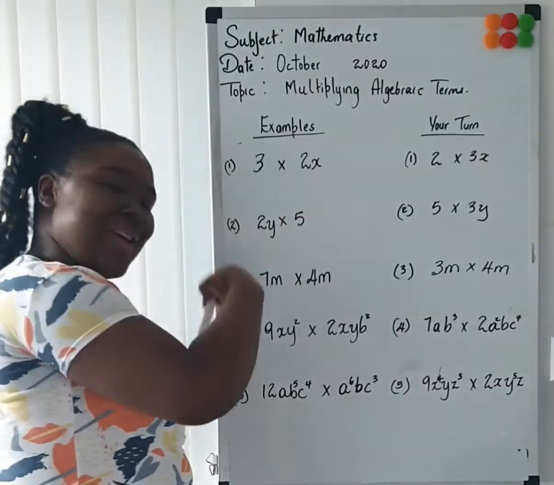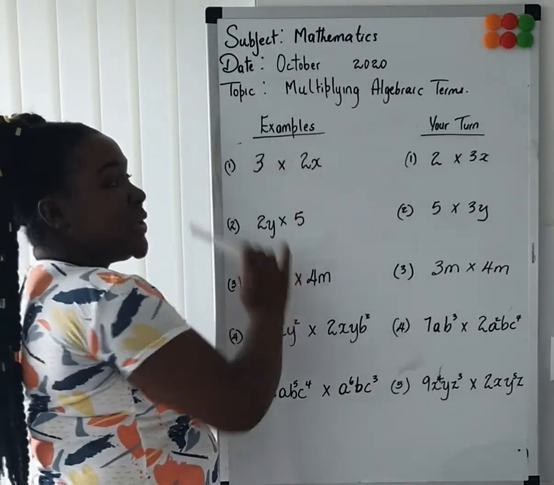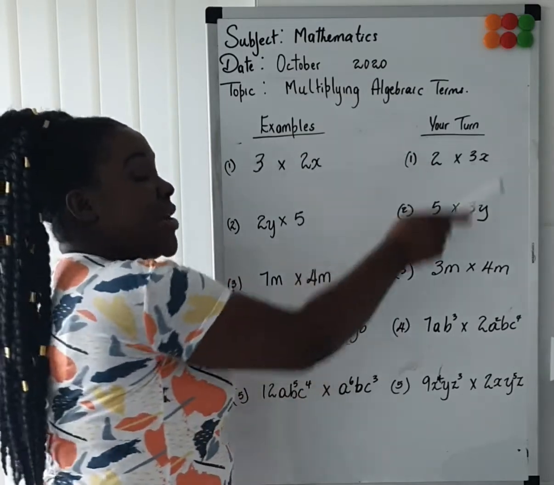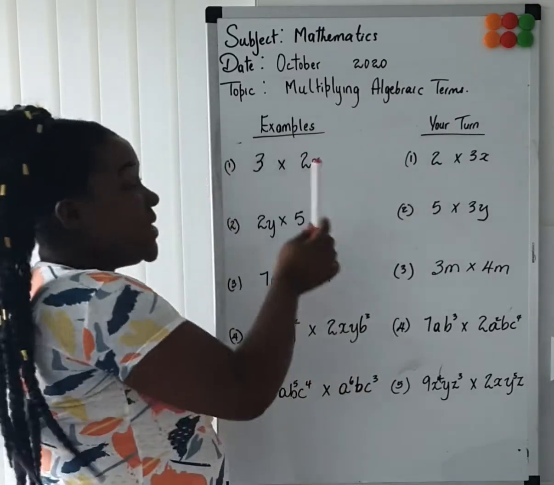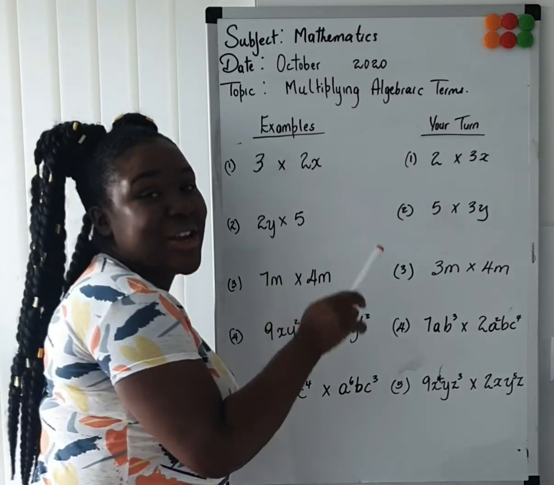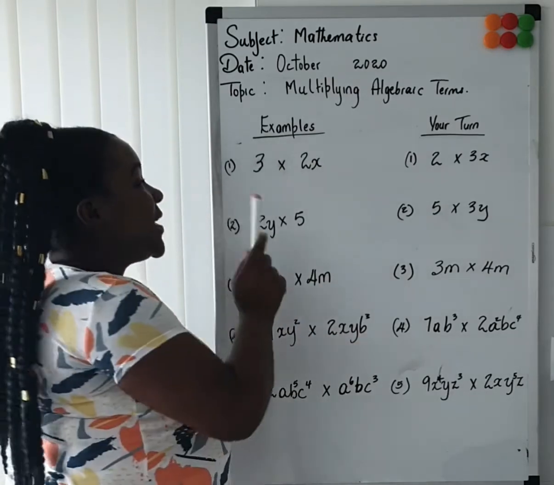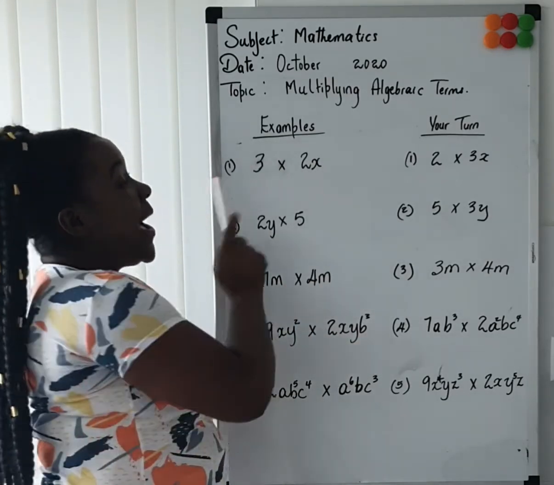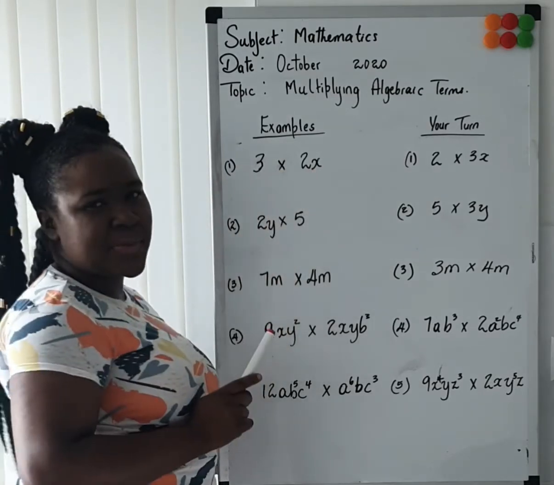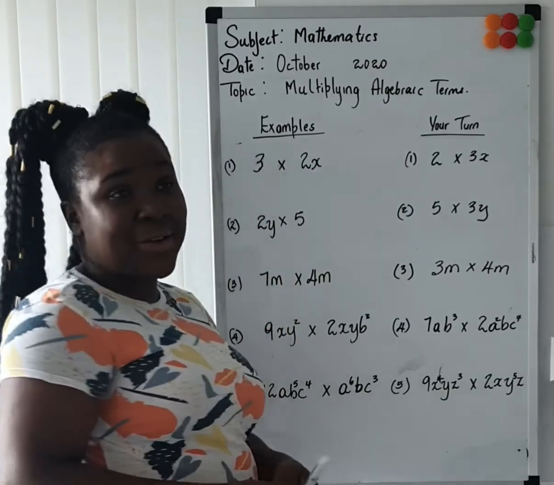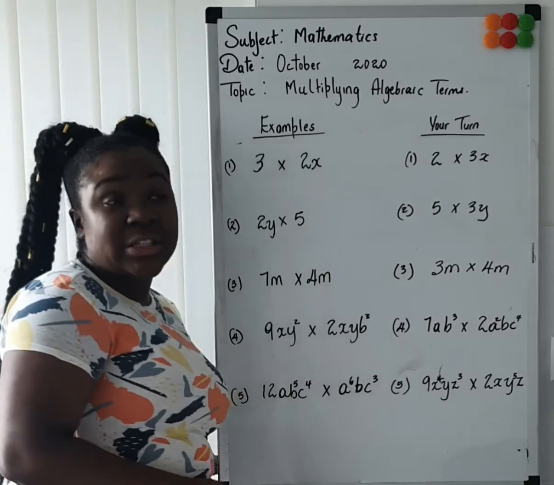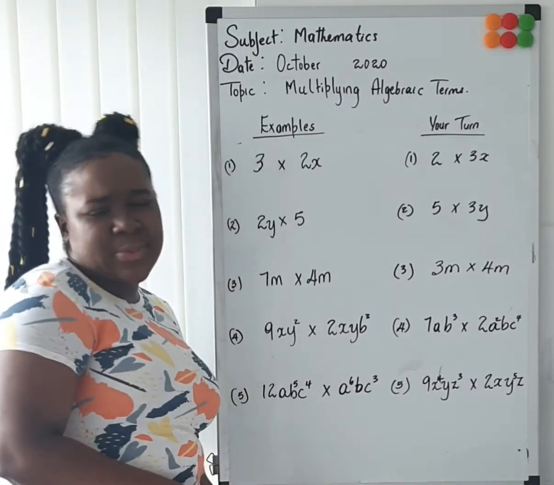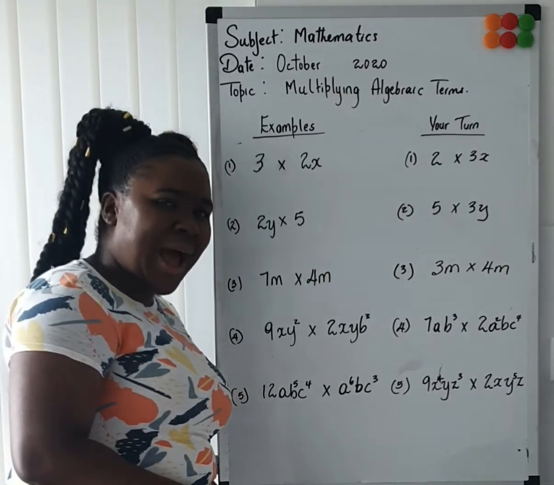Alright, let's go. Here we have our example, and over here we have your turn. That means I'm working the examples and you're doing your turn. I'm going to go through the first example, which is 3 times 2x. We're multiplying algebraic terms. We multiply the numbers just the same, and then we just put on our variables, adding them on.